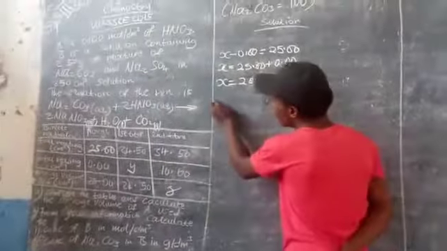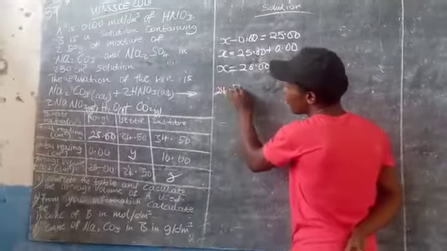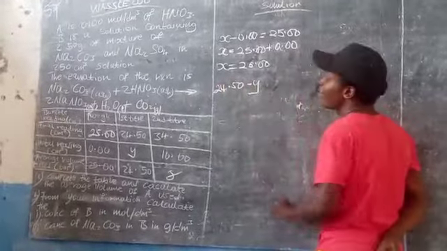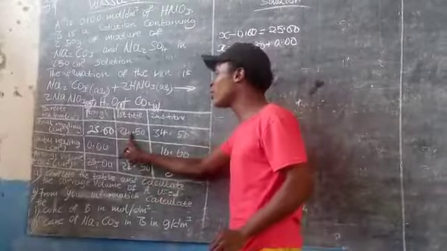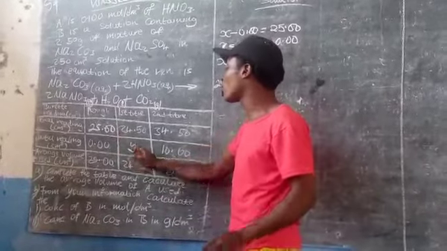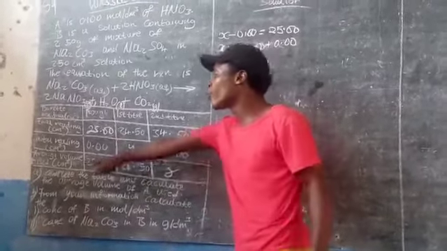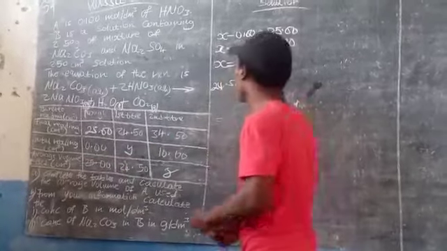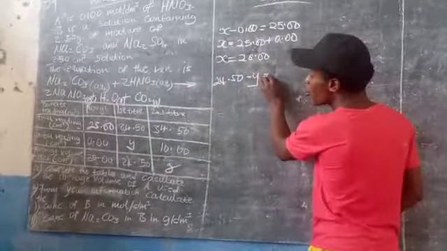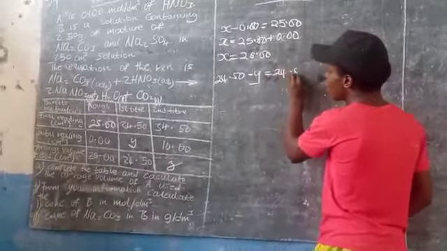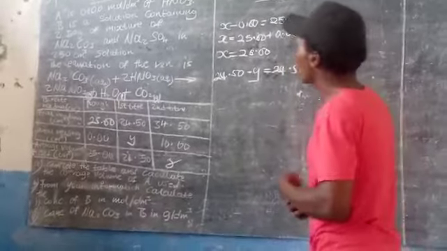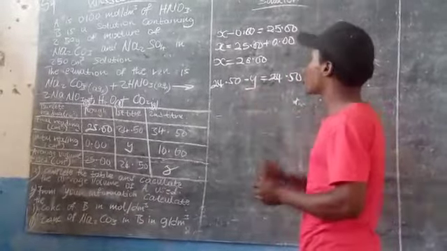Let's try and see. We said 24.50 minus y. Always, the final reading is supposed to be subtracted with what? The initial reading, to give you the average volume of the acid which is used. So this should be equal to 24.50. But what are we to do? We want to make y the subject of the formula.